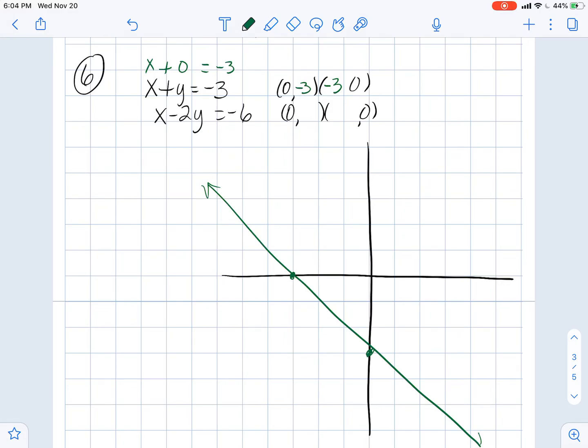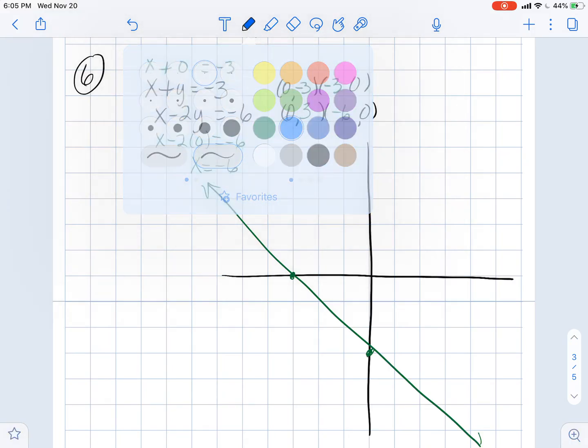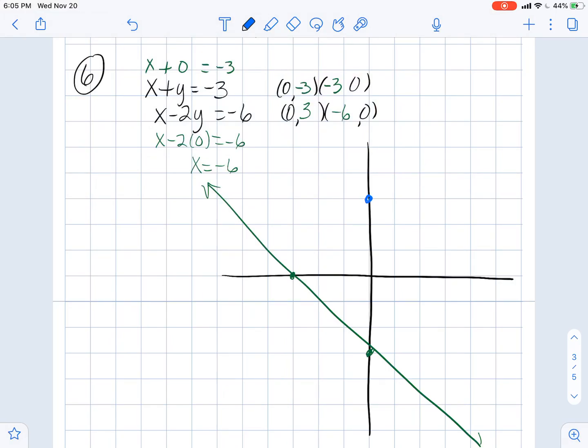So now I'm going to do the same thing here. I'm going to let x be 0. If x is 0, then that means y is going to be 3. And if y is 0, that means x is -6. Okay, so I'm going to graph 0, 3. Do this in a different color. Go ahead and put those in a different color also so you can see which ones I'm doing. And then -6, 0.